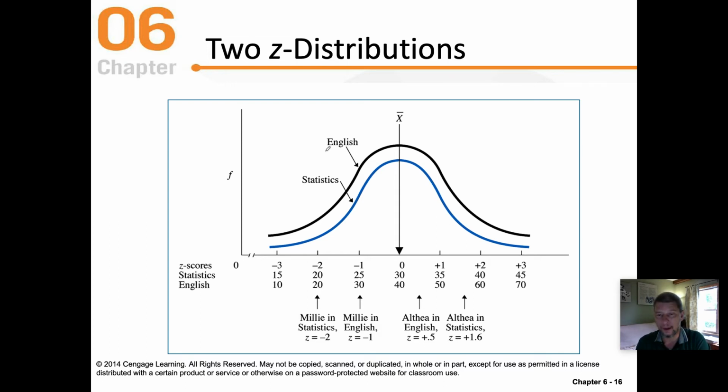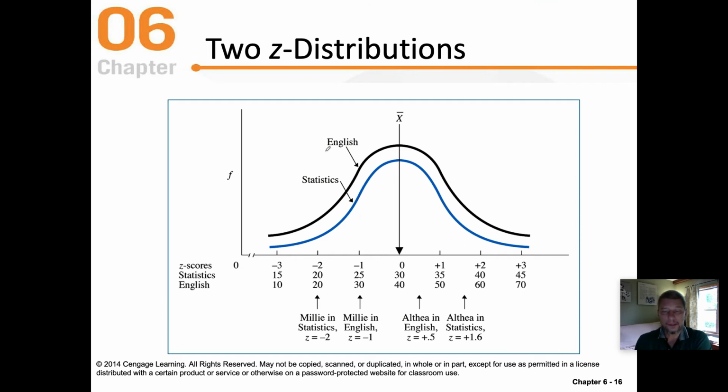Now, Althea, on the other hand, seems to be a better student. In English, she has a z-score of positive 0.5, so 1/2 of a standard deviation above the mean. Well, we know that the standard deviation in English is 10. Therefore, what is Althea's raw score? Well, half of 10 is 5, so 40 plus 5 is 45. So Althea's raw score in English is 45.